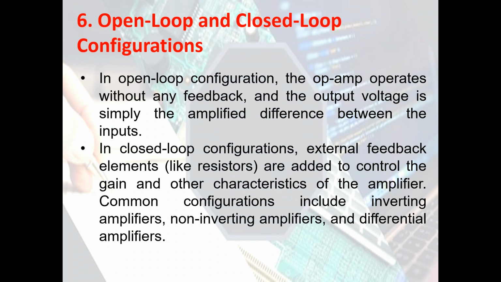Number two, the closed-loop configuration introduces negative feedback, which stabilizes the op-amp's performance and reduces sensitivity to component variations. Number three, the closed loop gain is determined by the feedback network and is generally much lower than the open loop gain of the op-amp. And number four, closed loop configurations are commonly classified into different types such as inverting amplifier, non-inverting amplifier, differential amplifier, and integrator, each serving specific purposes based on the desired signal processing characteristics.